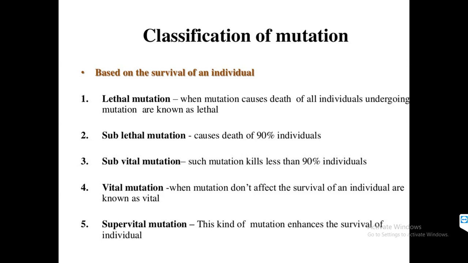Like first one is lethal mutation. When mutation causes death of all the individuals, occurring mutation are known as lethal. So अब अगर एक population में mutation हुआ, and that complete population have that particular mutation, and because of that mutation all the individuals of that population, they die. So it is very lethal, means it is very dangerous mutation. Lethal mutations are very dangerous. Lethal means they are the mutations that are causing death of all the individuals of a particular organism.